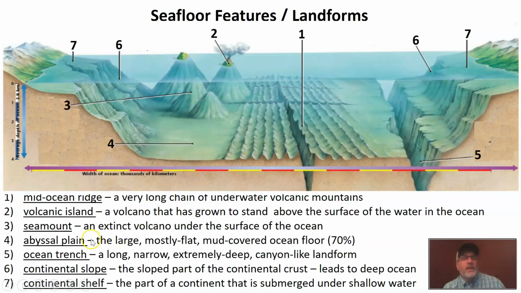So we have the mid-ocean ridge at number one. We have a volcanic island at number two. These are called seamounts, which are extinct volcanoes. These are these flat, featureless plains called the abyssal plain. Here we have a deep sea trench, which are these very deep canyon-like features. Here we have a continental slope, and over here we have the continental shelf. All of these are part of the continent and are of continental crust.